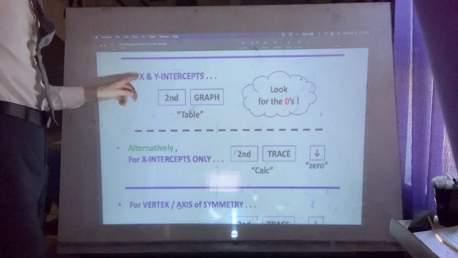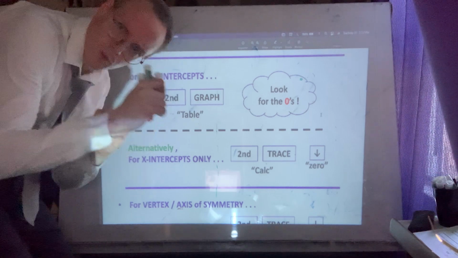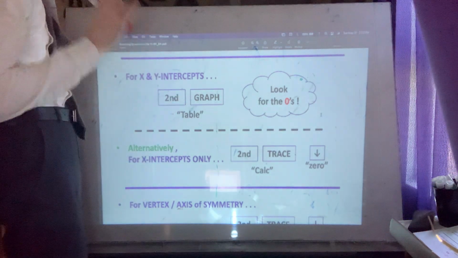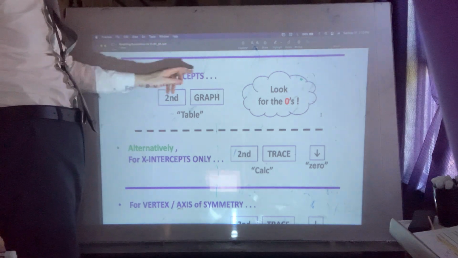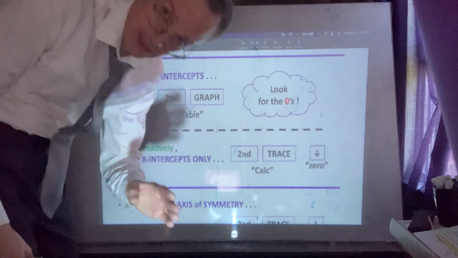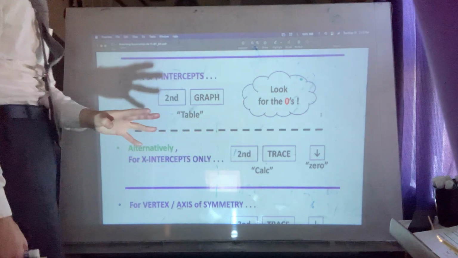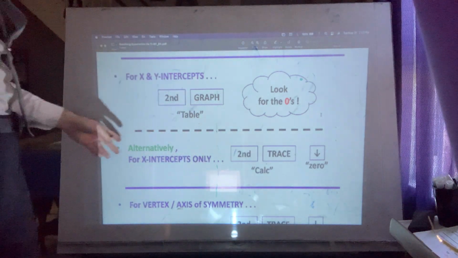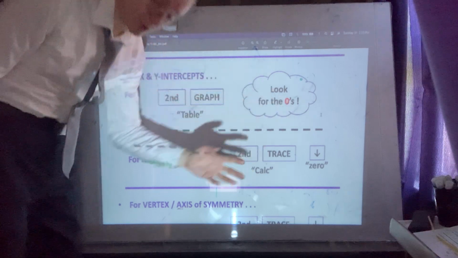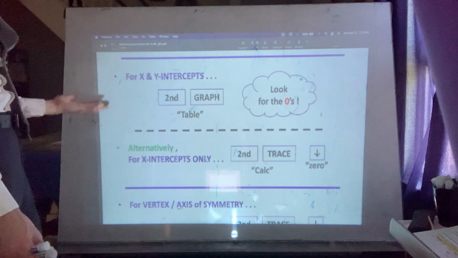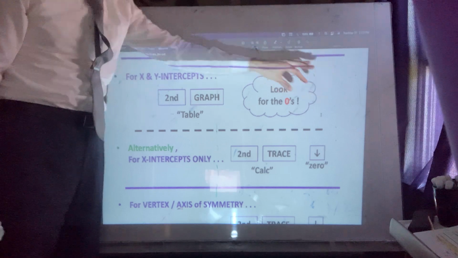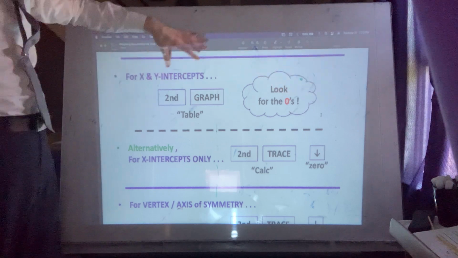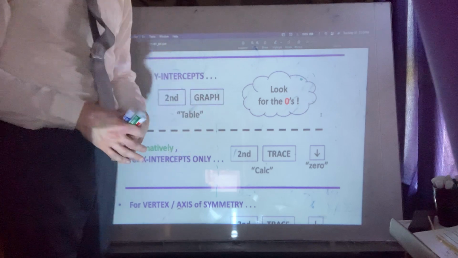If you wanted to look for the x and y intercepts, sort of a more brute force way, once you have the actual drawing, if you hit second and then graph, you can get to something that is a table of x values and y values. And you would see, you could basically look for the zeros, right? And that would tell you, depending upon whether it's in the first column or the second column, where the x-intercepts and the y-intercepts would be, right?